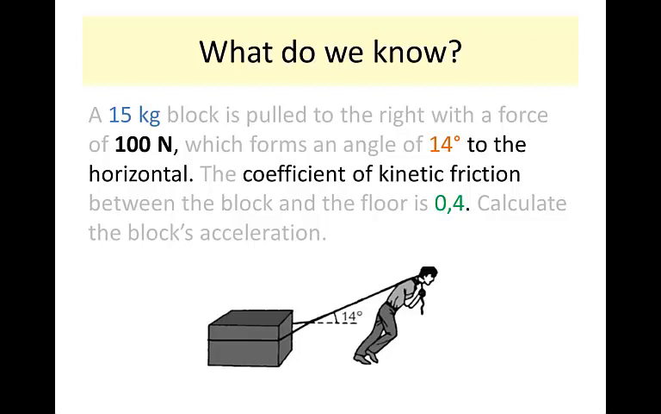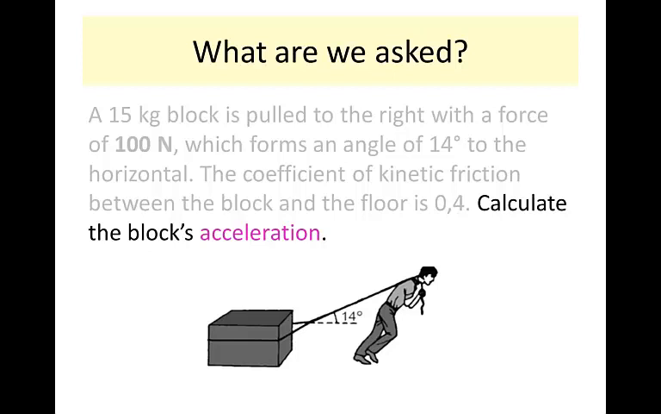We have a 15 kilogram block and it's being pulled to the right with a force of 100 newtons, but not directly horizontally to the right, but rather at an angle. The angle is 14 degrees to the horizontal. We can see that the surface is not frictionless because we are given the coefficient of kinetic friction for this situation as 0,4. And what we're asked to find out is the block's acceleration.